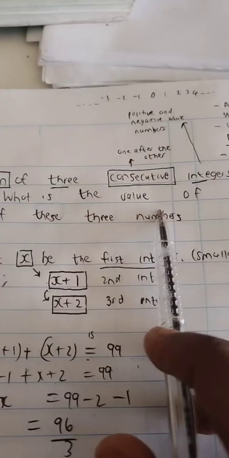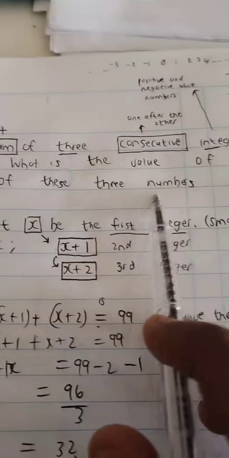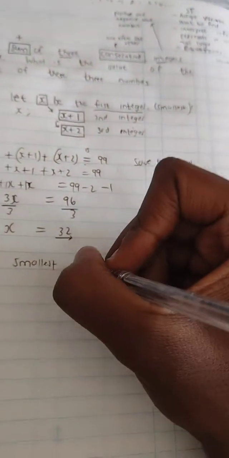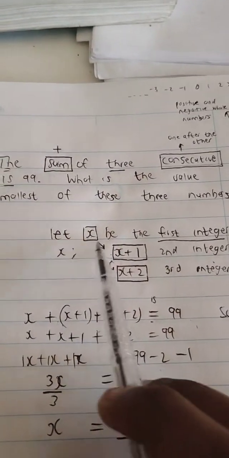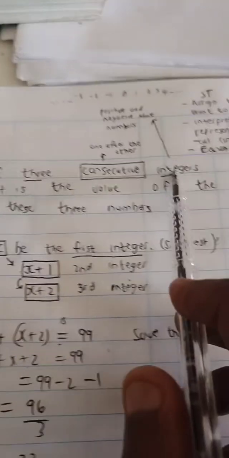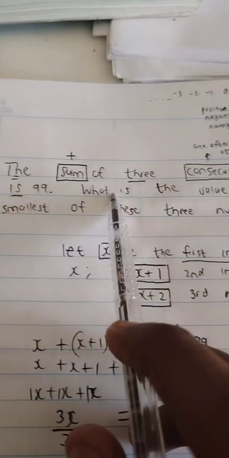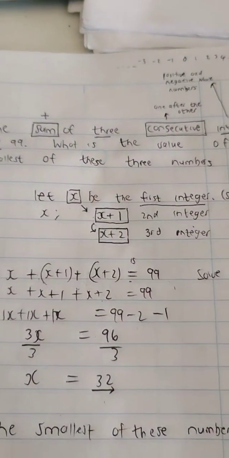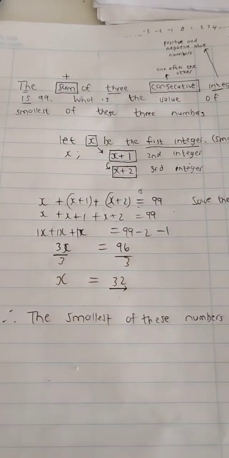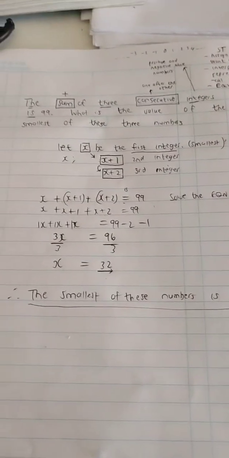We now answer the question, what is the value of the smallest of these numbers? The smallest of these numbers is 32, because our x value, as the first of the 3 consecutive integers whose sum we were told is 99, is unknown, and it represents the smallest integer out of the 3 integers. And that's that. Done, dusted, not a problem.